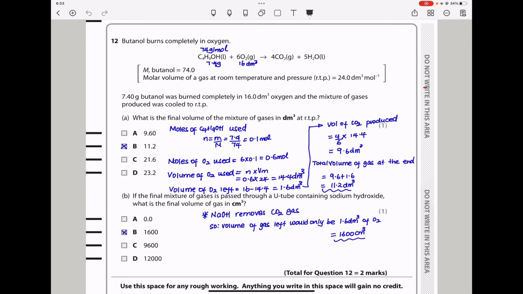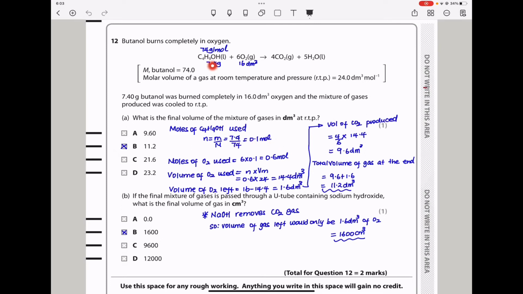So we need to know carbon dioxide is going to be produced as a gas. However, if oxygen was in excess, some oxygen that is left is going to be part of the final volume of gas. So I started by working out the number of moles of this. Because this was completely burned, we can use its moles since they'll be limiting. So moles of butanol will be mass of butanol divided by the molar mass, which gave me 0.1 mole.